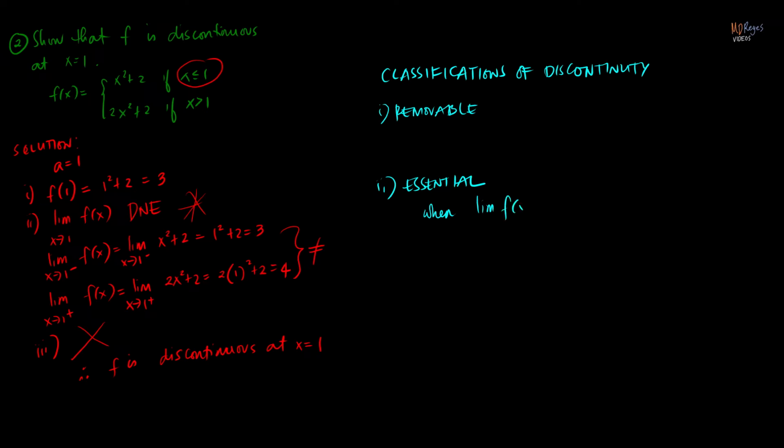when the limit of f of x as x approaches a does not exist. So whenever the second condition is not satisfied, the discontinuity of the function at x equals a is always essential. When we are not able to satisfy the first and third conditions, then the discontinuity of the function is removable, provided that the limit of f of x as x approaches a exists. So here, if f of a does not exist or is undefined, or in the third condition, when f of a is not equal to the limit of f of x as x approaches a, provided that this exists.